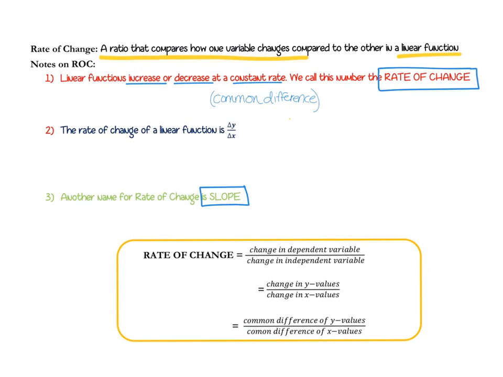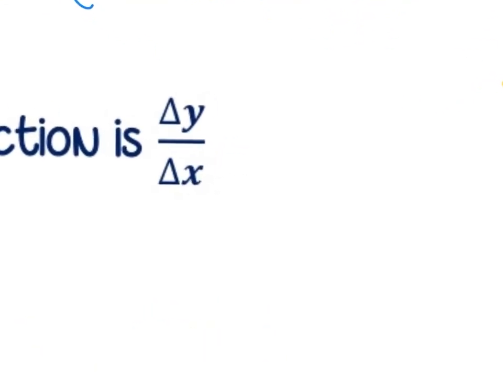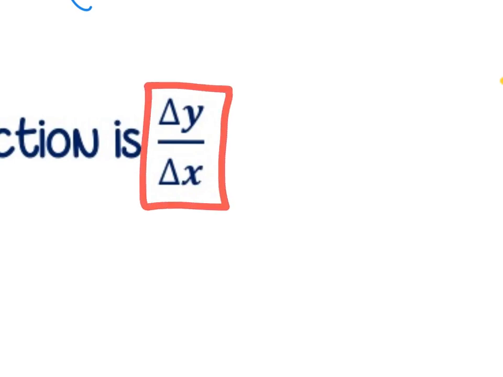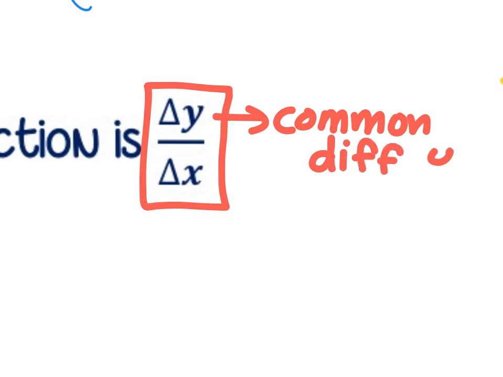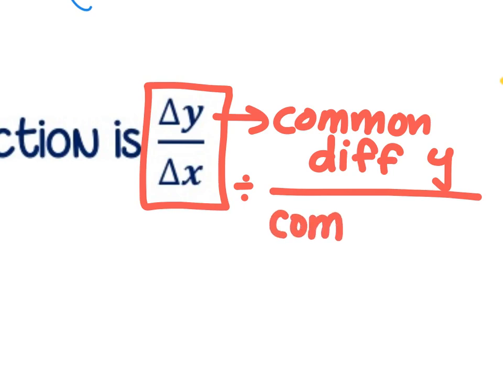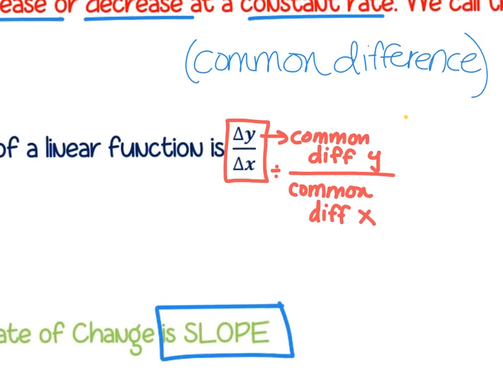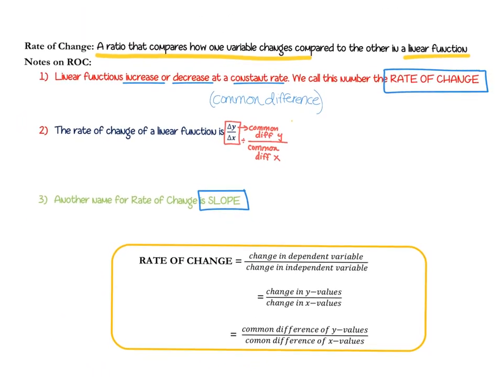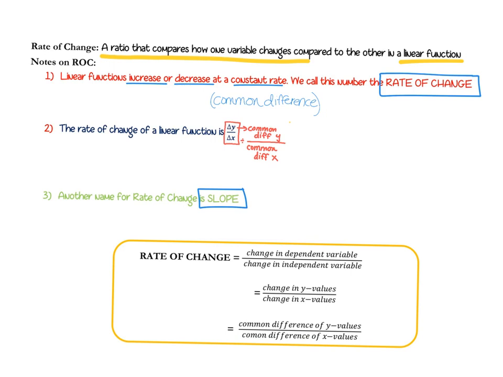Another way to think about rate of change, the best way to think about it actually, is to think of it as the change in y divided by the change in x. Another way to think about that is if we take the common difference of all the y values and divide it by the common difference of the x values, that's going to give us the number that represents the rate of change. All right, so again, we also call this the slope. So we're going to talk about all of that in this section.